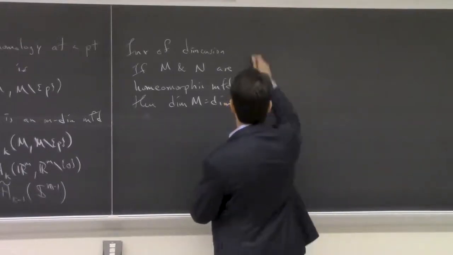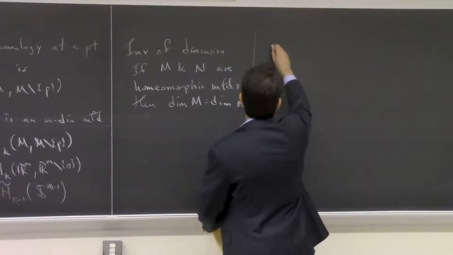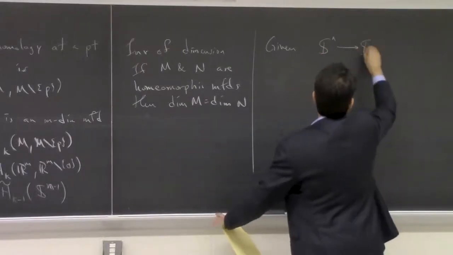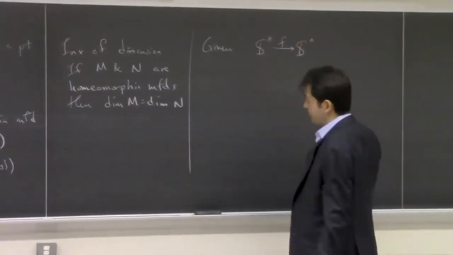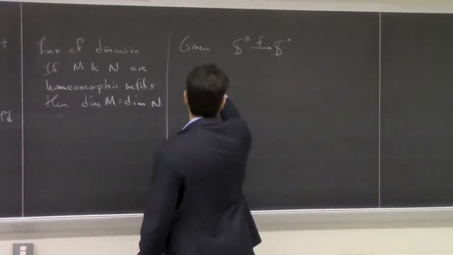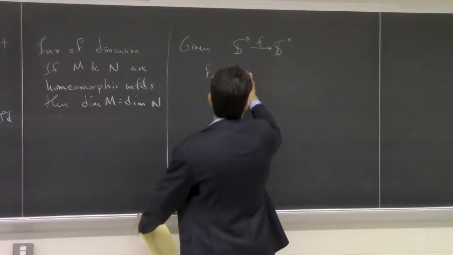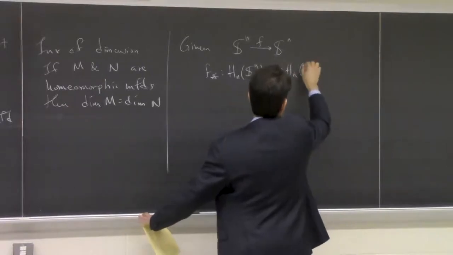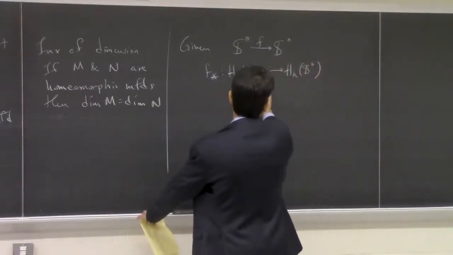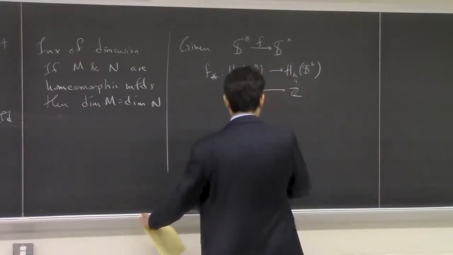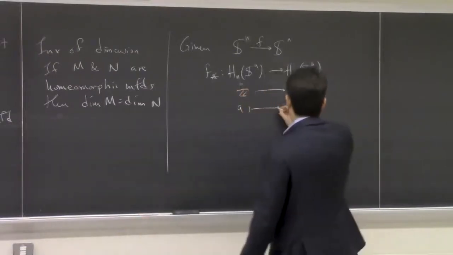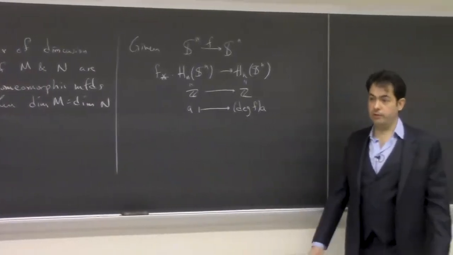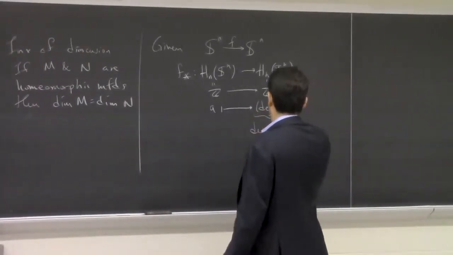Okay, and then we started talking about the degree of a map. So if you have a map between spheres of the same dimension, then the induced map on the top homology is given by taking an integer and multiplying it by another integer, which we call the degree. Right? So this is the degree of f.